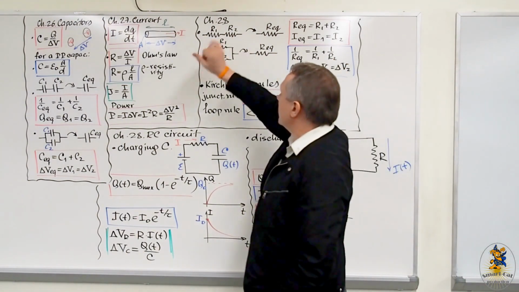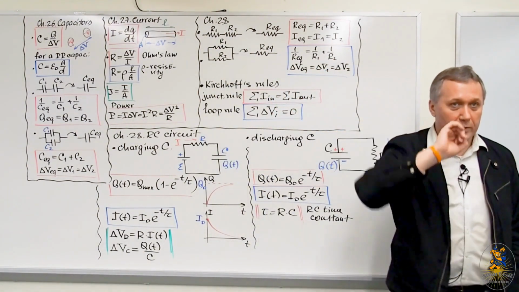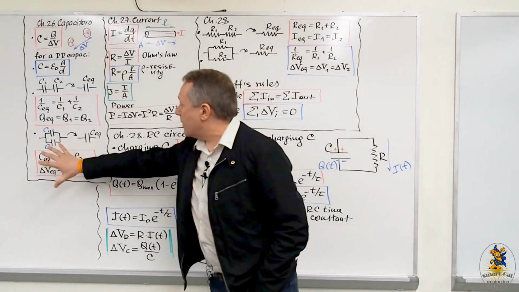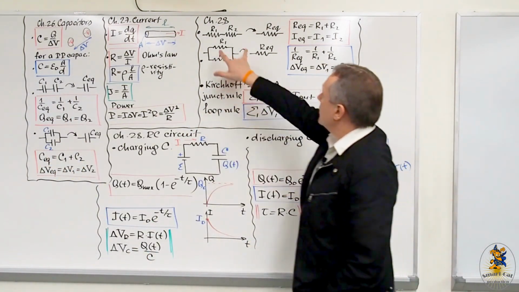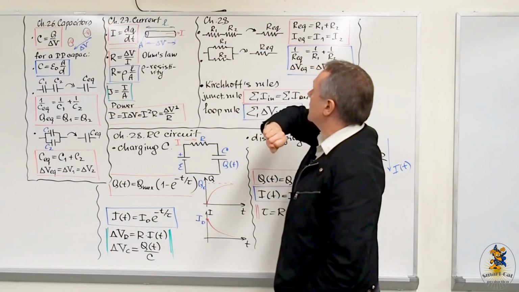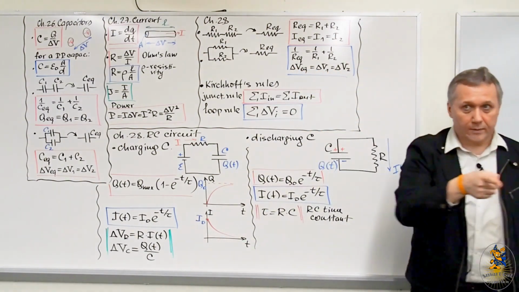Then we also introduced the method of an equivalent resistance, similar to the method of an equivalent capacitance. So in this case, two resistors connected in series, right?